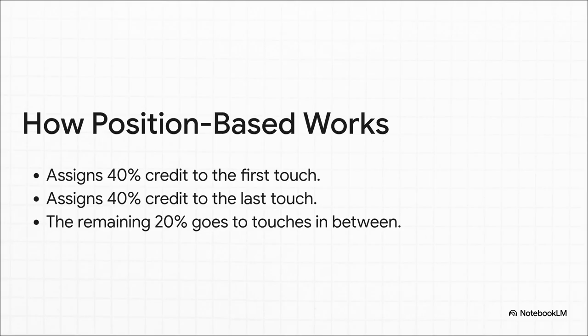Here's how it works. It gives a big chunk of credit, 40%, to that first touch that brought the customer in. Then it gives another big 40% chunk to the final touch that closed the deal. And that leftover 20% gets spread out evenly to all the little steps in between. I love this one because it values both the introduction and the final handshake.